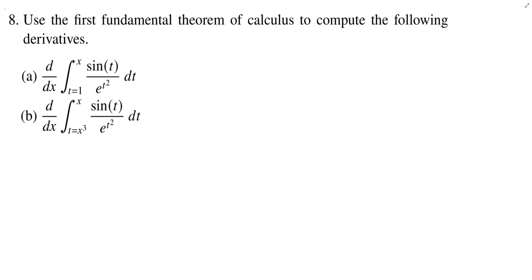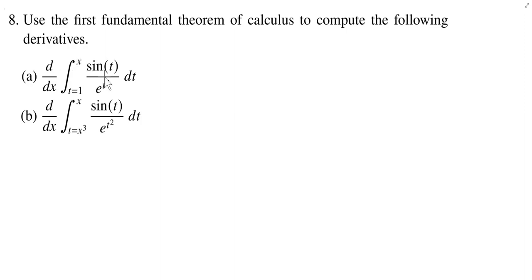Okay, on we go to problem 8 from Superquiz 1. Here we are given two derivatives, and the thing we're differentiating are functions defined with an integral. So you can see, for instance, in the first one, we're going to integrate a function, sine of t over e to the t squared, which is pretty complicated. And we want to integrate it starting from t equals 1 up to, well, some variable amount, call it x.